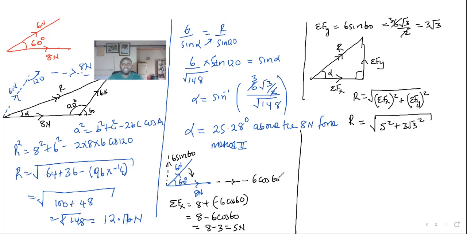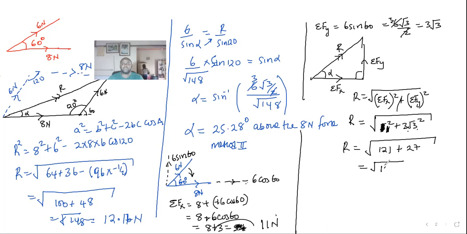Hey, wait, I made a mistake. This was not minus, it was plus, so it's a positive. So if it's a positive, it makes this 11. I was already seeing the answer was different. I was wondering. So this is 11. If it was facing the west, it would be a negative. So R becomes the square root of 121 plus 9 times 3, 27. You see that the answer is the same as square root of 148, which is the same as 12.17 Newton.